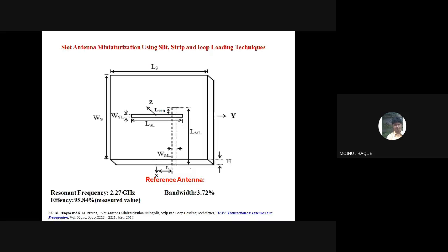The height of this material, H, is 2.54 millimeters, and the permittivity of this material is 10.2. The length of this slot is 20 millimeters, and the width of this slot is 1.2 millimeters. It resonates at approximately 2.27 gigahertz, and the minus 10 dB impedance bandwidth is 3.72. So you can see it is very narrow, but the efficiency is very high, 95%. Now we are miniaturizing this antenna. Coming to the next slide.